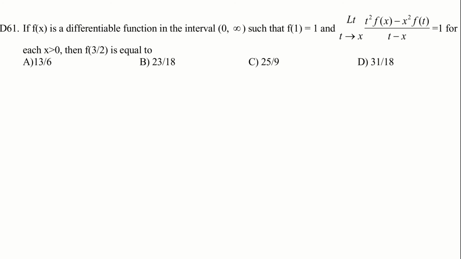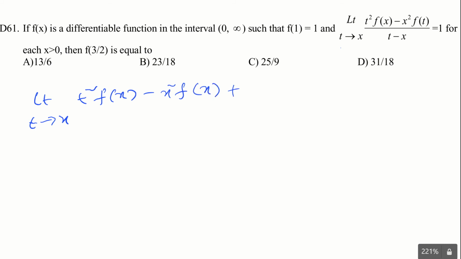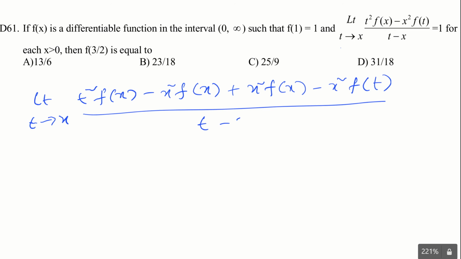In this problem, this limit I can write as limit t tends to x of t square f of x. Now what I do is I subtract x square f of x and add x square f of x. The last term is minus x square f of t in the numerator, divided by t minus x. It's given to be 1.